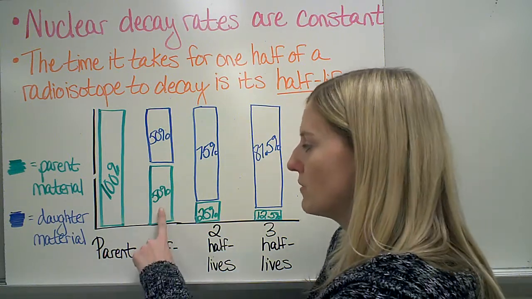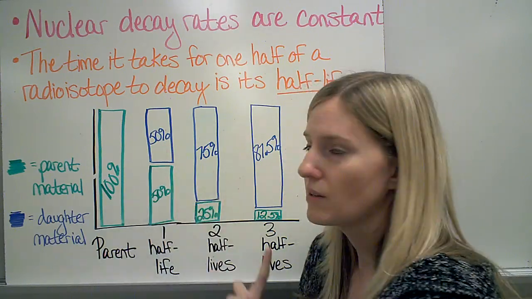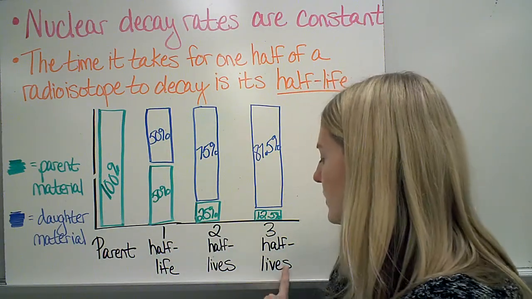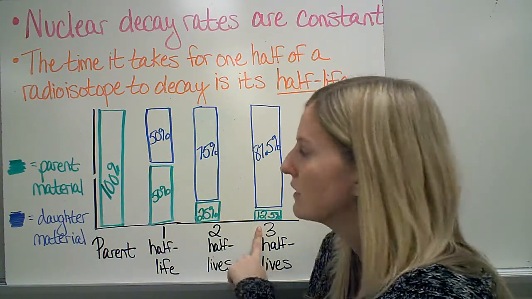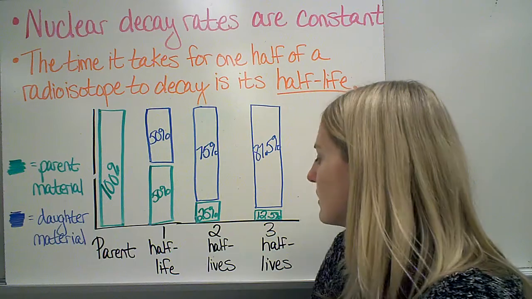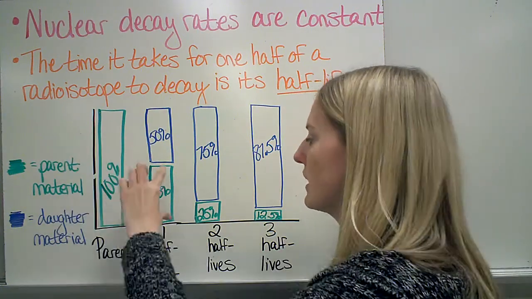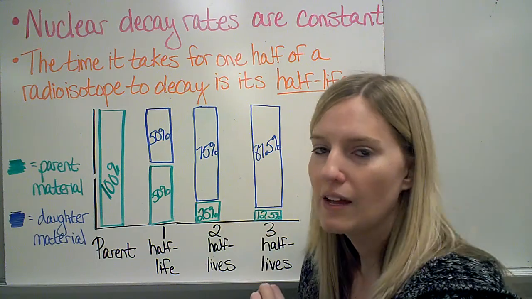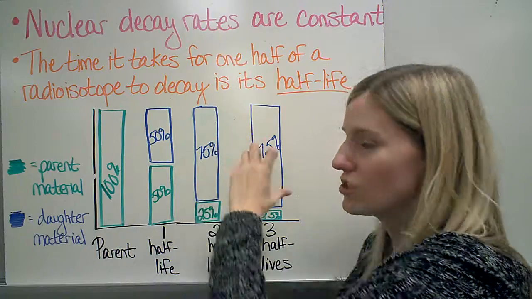After another half-life, things get cut in two again. So my uranium is now only at 25%, and my thorium is up to 75%. After another half-life, my uranium splits in half again to 12.5%, and my thorium increases to 87.5%. So my parent material is getting less and less, and my daughter material, the new material, is getting larger and larger.